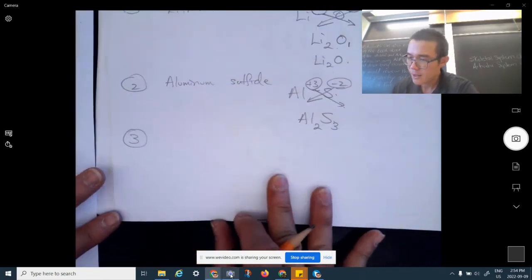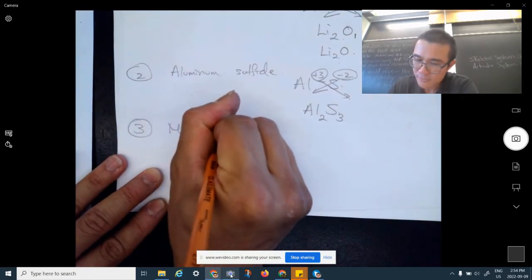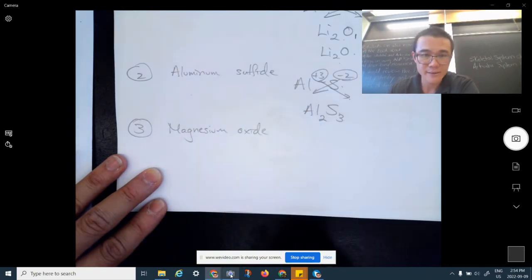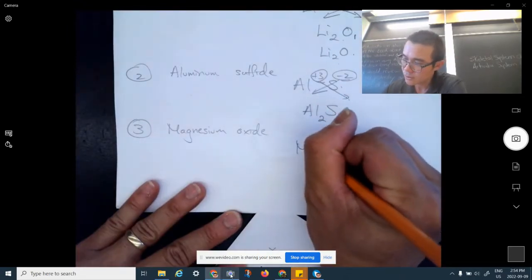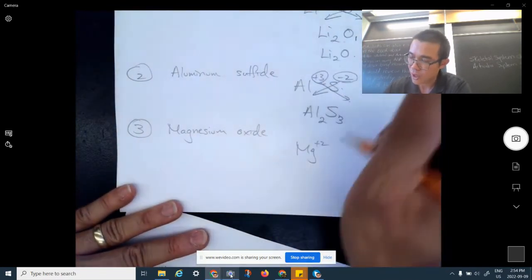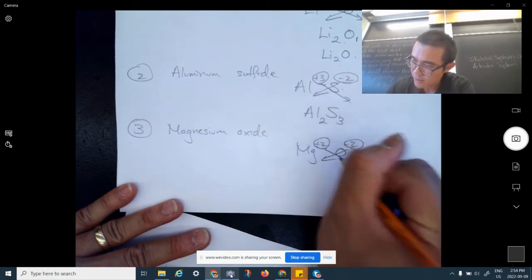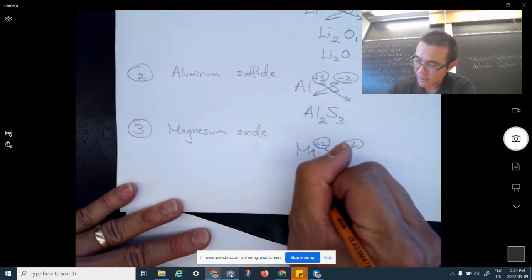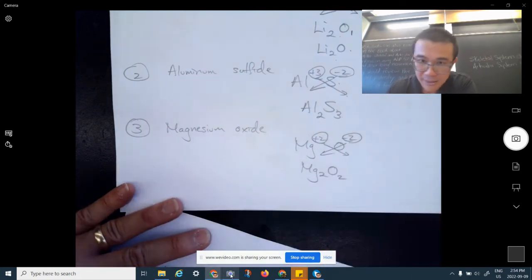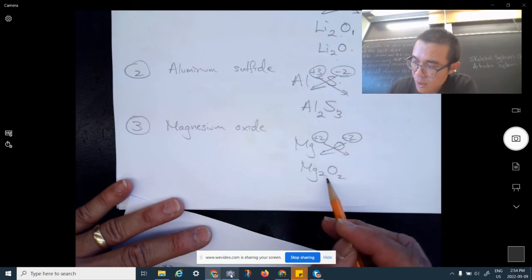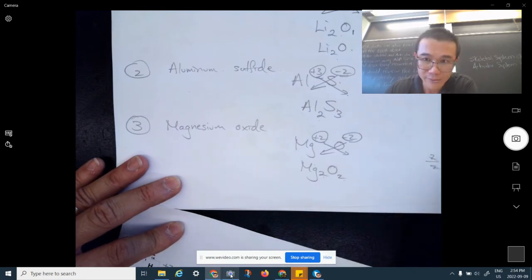Now the last example has something interesting to it. Let's just say we're going to do magnesium oxide. Magnesium is in this column, so it's +2. Oxide, which is oxygen, again is -2. You do the crossover rule again. The -2 goes to magnesium, so it becomes a 2. The +2 goes to oxygen, which is also 2. Now this is the interesting part, because if you think about it, it's almost like a fraction. You can reduce it to 1 to 1.